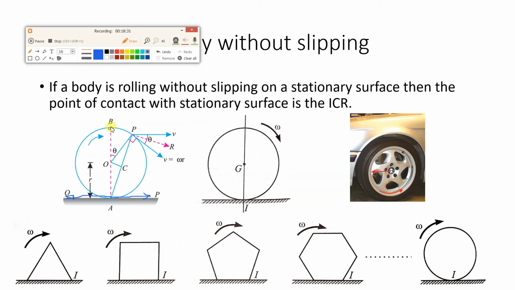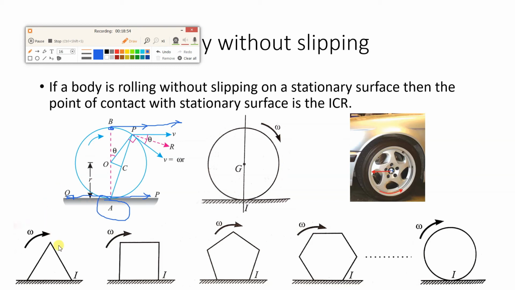In the same way, what can you comment about point B? What will be the velocity over here? At point B, the linear velocity is towards right, and the tangential velocity is also towards right. So for point B, it will be 2v, and for point A, the velocity will be 0. Point A is the instantaneous center of rotation, ICR.